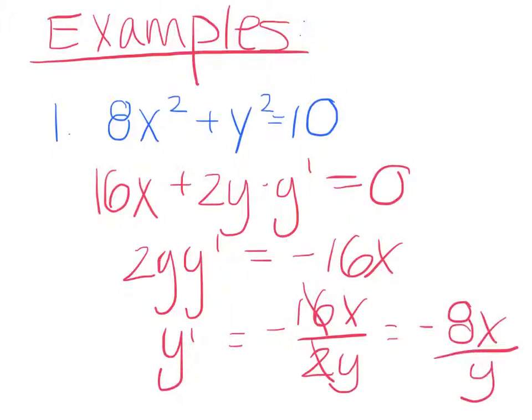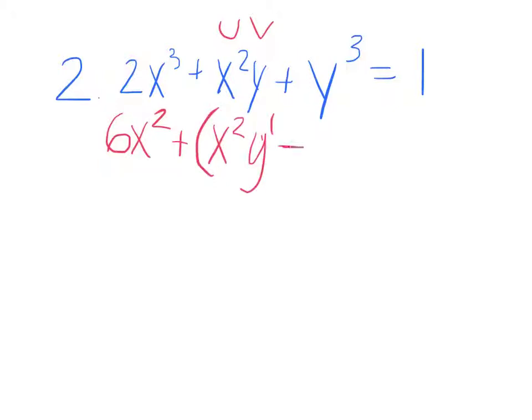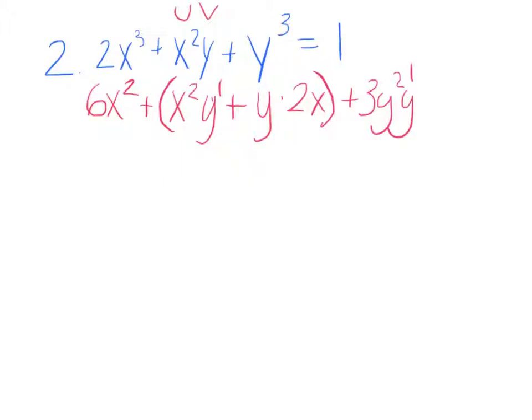Another example, 6x squared plus, here's the tricky part, we need to remember our product rule here, our u and our v. So we do u times dv, which in this case is y prime, plus v times du, 2x y, plus 3y squared y prime, equaling 0. We then move things around to the other side.